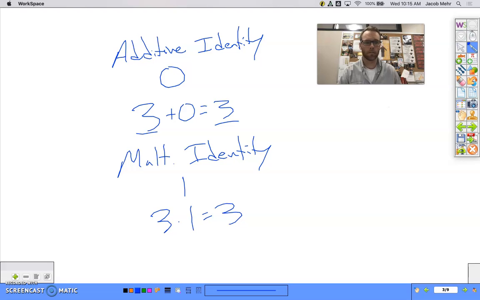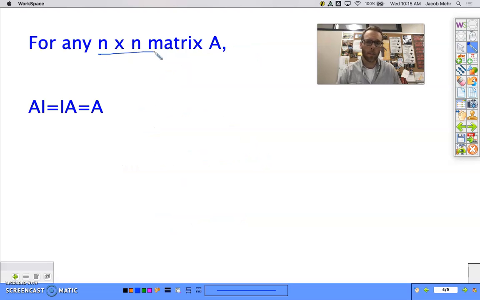So here's what we have. For any n by n matrix A, so that tells us we have to be dealing with a square matrix here. Those are the only identity matrix that we have for multiplication. A times the identity is the same as the identity times A, which is the same because they're all just A. Okay, so that's the first thing we need to understand in this video is our identity matrix.